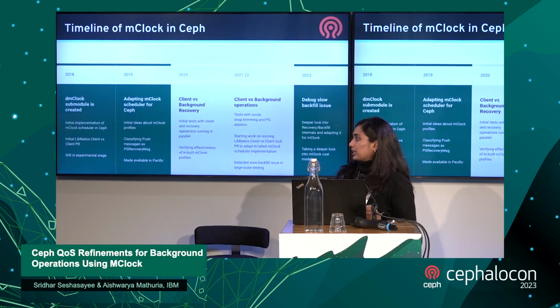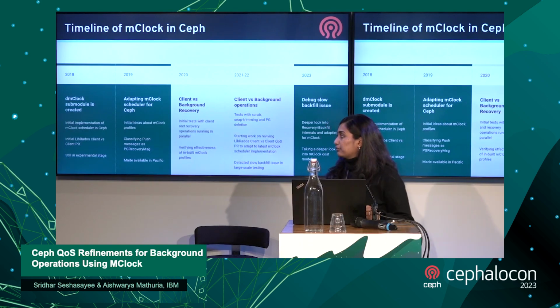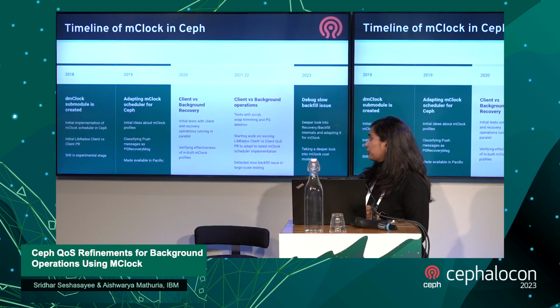So, just taking a look at MClock in Ceph. In 2018, I think, was when the DMClock submodule was created, and there was the initial implementation of the MClock scheduler. Initial work also started on client versus client QoS.